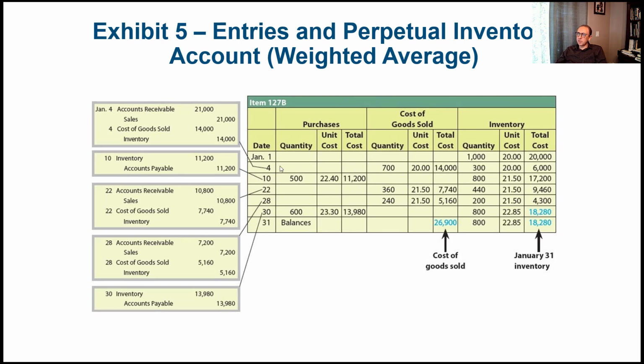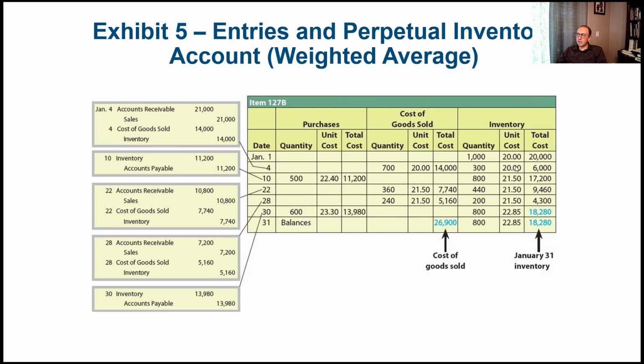So let's see here. We started with our beginning balance, 1,000 units at $20. Actually, I'm sorry, we sold 700 units, so the average in this case is $20 for a total of 14,000, and the leftover now is 300 at $20 for 6,000. Now we purchased 500 at $22.40 for a total of 11,200. So what we're going to do is take the 11,200 and add to it the 6,000, so that's 17,200. That's the total cost.